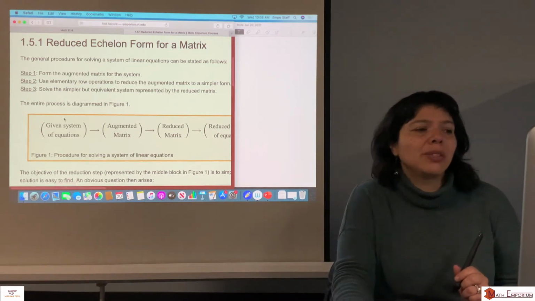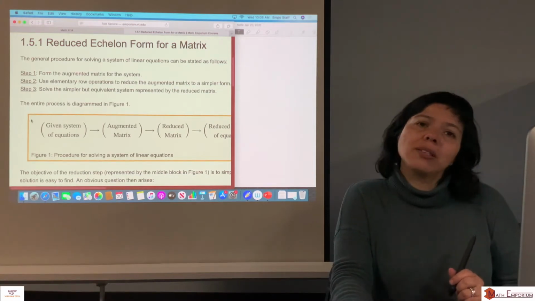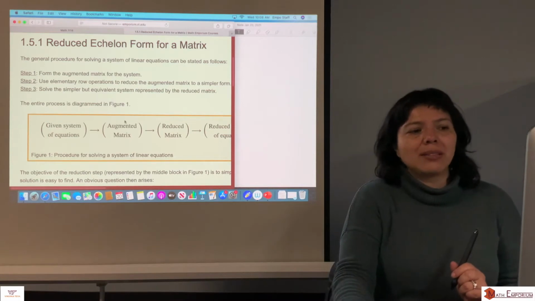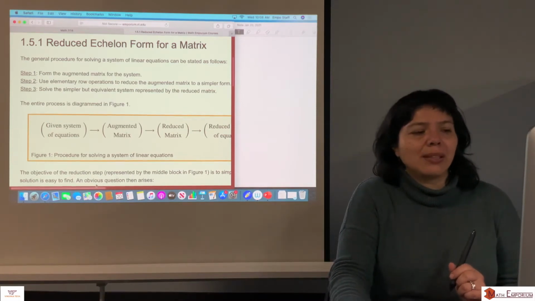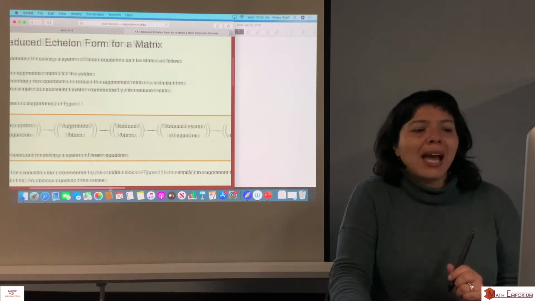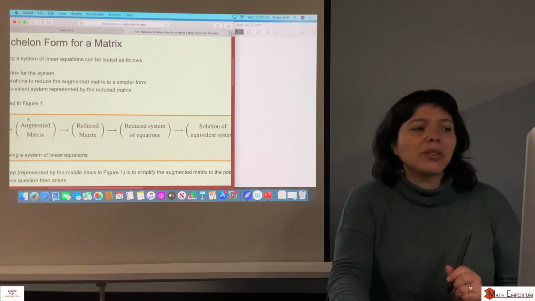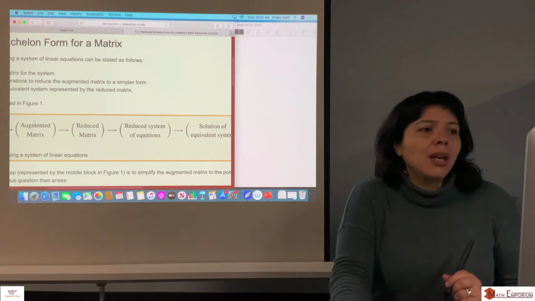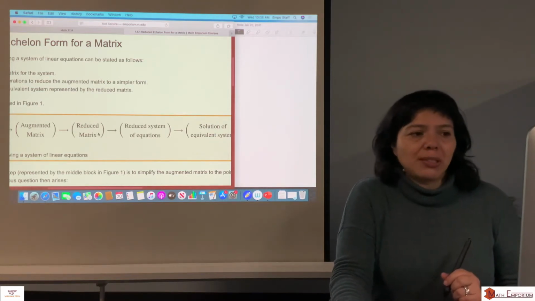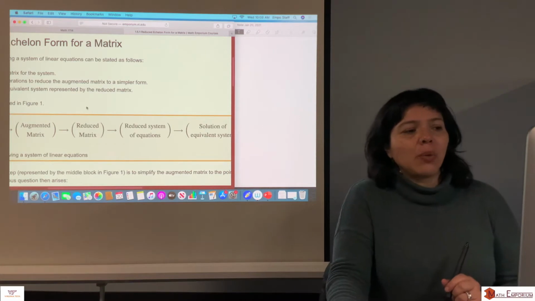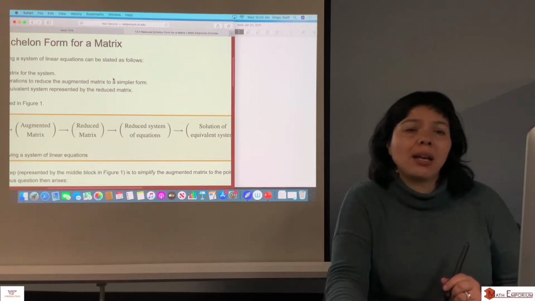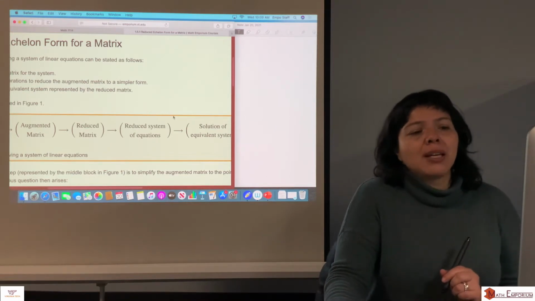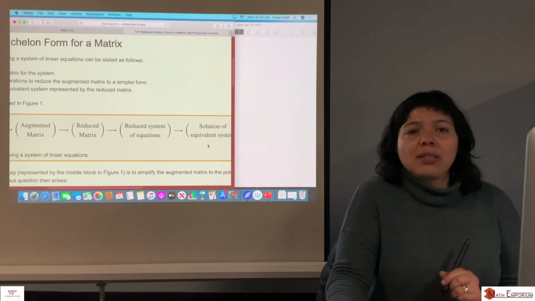So typically what you do is you start with a system of equations, then out of that you look at the coefficients and create an augmented matrix like this one that they're telling you here. The idea is that we're going to use the basic row operations to reduce the matrix. And once we reduce it to the echelon form, we are going to be able to figure out the solutions of the system of equations.